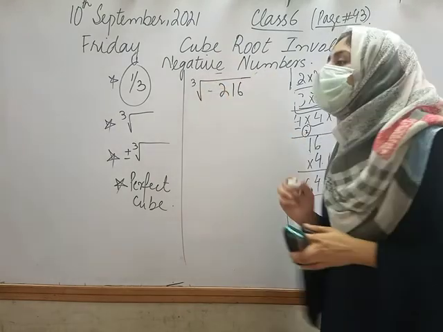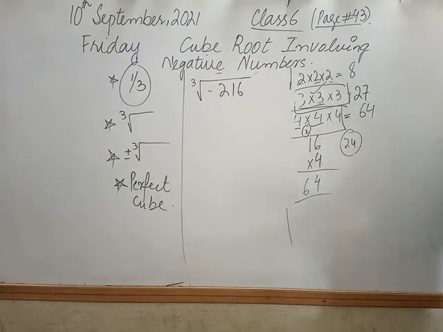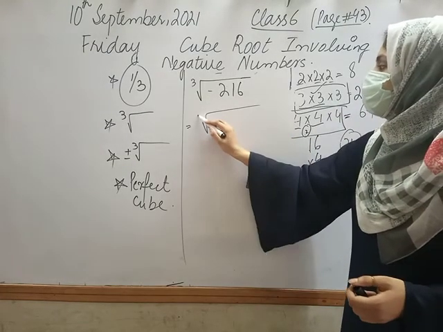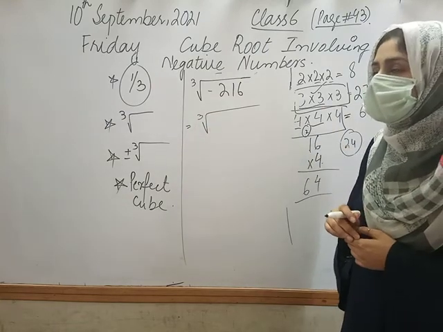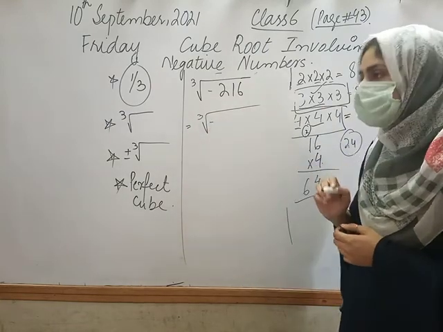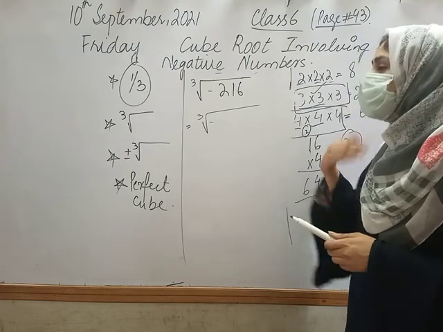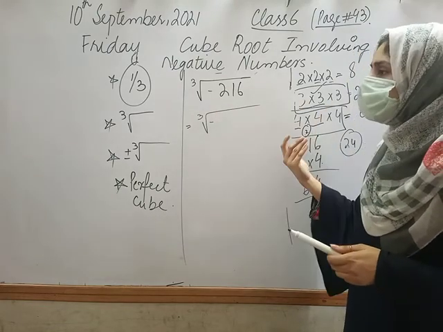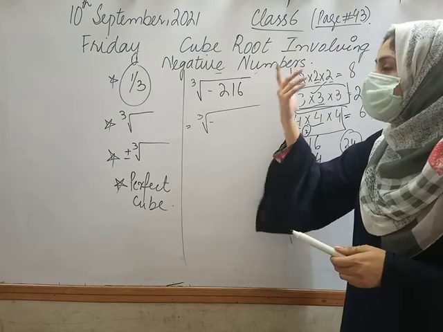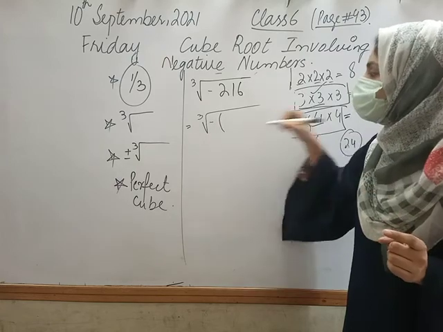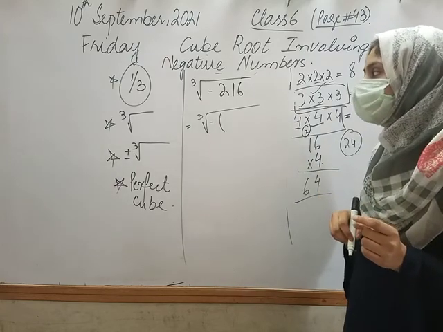Okay? When we have negative inside, what will we do? We will write cube root as it is, minus sign as it is. You will write only one time, or it's up to you. You will write 3 times with the number, or you will write only one time, and you will use bracket here like this.